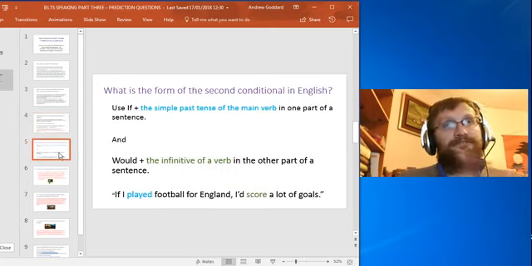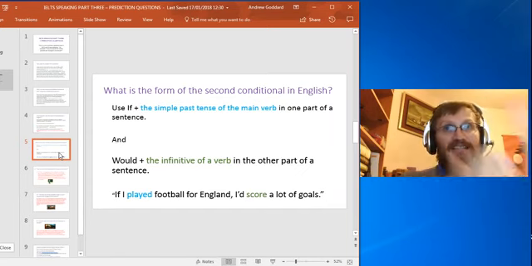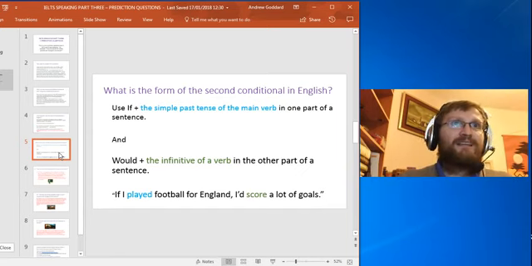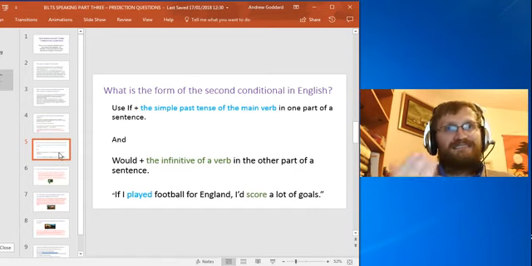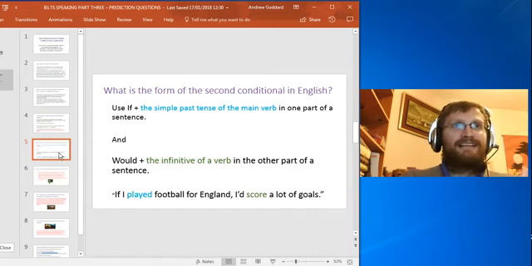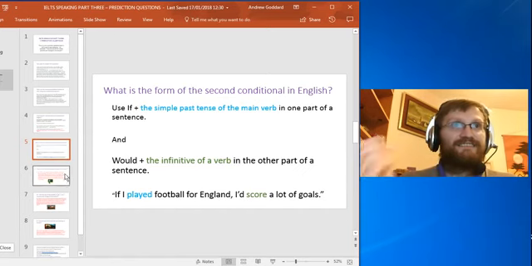So, what is the form of the second conditional in English? You should use if plus the simple past tense of the main verb in one part of a sentence, and would plus the infinitive of a verb in the other part of the sentence. So, if I played football for England, I'd score a lot of goals. Played is the simple past tense of the main verb. I'd score involves using would and the infinitive of a verb in the other part of the sentence.